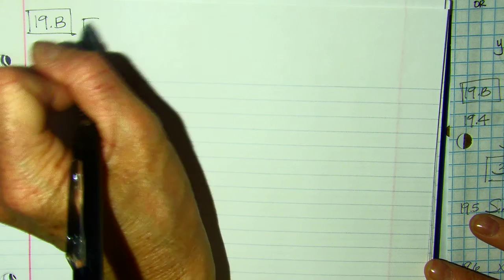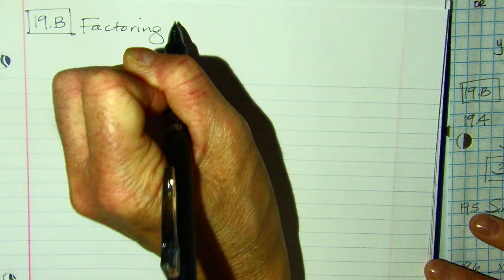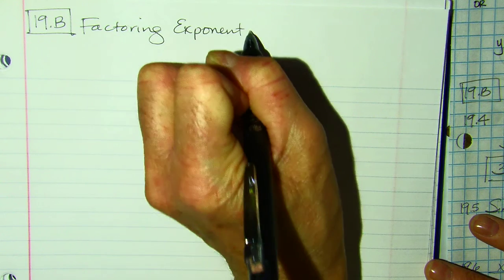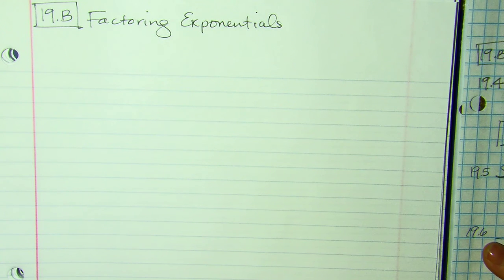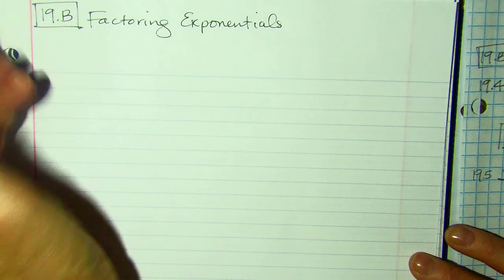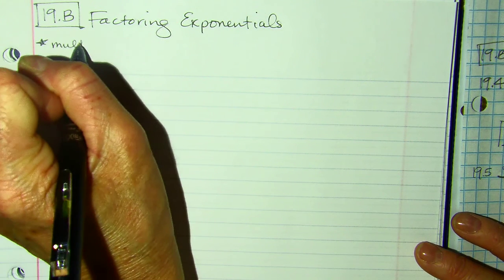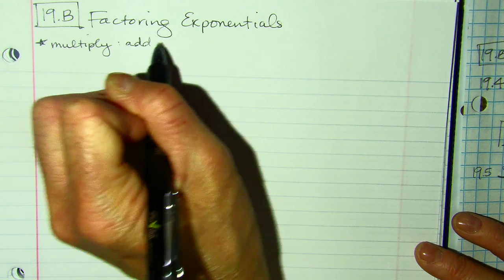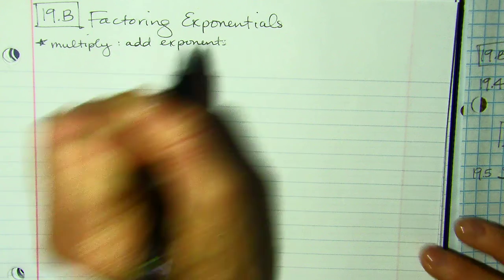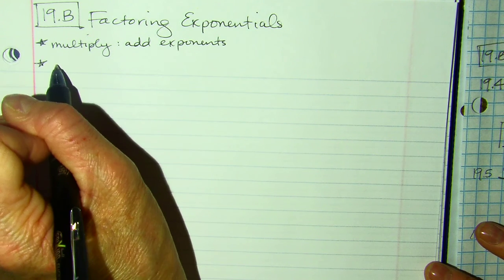I realize I did more examples than normal, but that's because I want you to be able to do this section. So 19 point B is also brand new, and it's factoring exponential functions. And so we do need to do some review. Remember that when I multiply, you add exponents. You're also going to have to know difference of 2 squares.